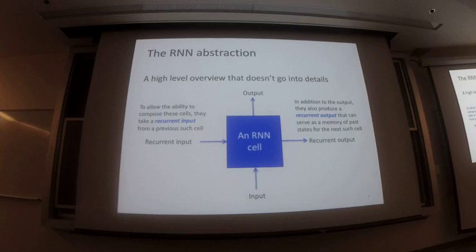So the recurrent output is basically a memory. It serves as a memory of the past states for the next states, right? It's a summarization of our past states, which is then carried on to the next state. So the recurrent input here is just the last step's recurrent output. So when a new word comes in, the recurrent output will be the recurrent input for the next state.